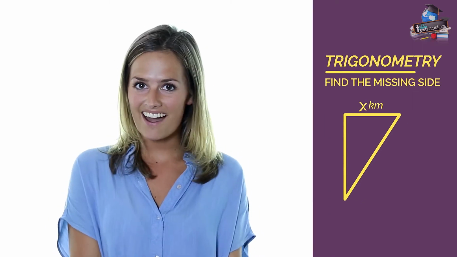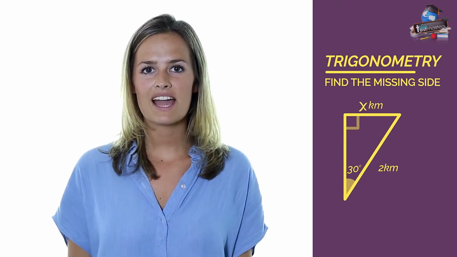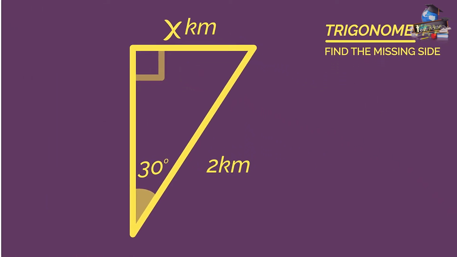If you've forgotten which side the adjacent, opposite and hypotenuse is, and what the word SOHCAHTOA means, watch our Introduction to SOHCAHTOA video first. In this video, we're going to use trigonometry to find a missing side when we know an angle and another side. So we have a triangle like this.